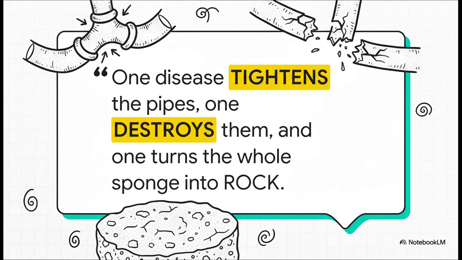So if you remember nothing else from today, remember this. This is the main funda. One disease, asthma, tightens the pipes. The second, bronchiectasis, destroys the pipes. And the third, IPF, turns the whole lung sponge into rock. Tightens, destroys, turns to rock. You remember that? And you'll never get these mixed up.